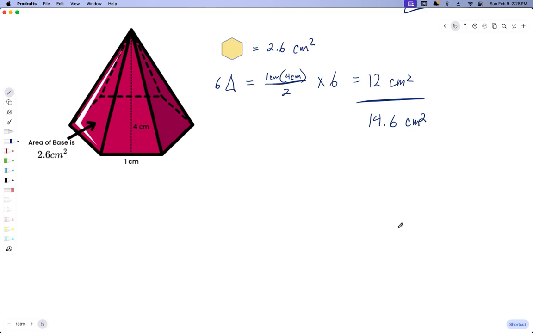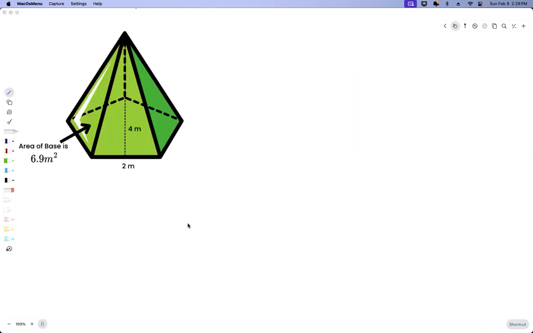Okay, that one wasn't terribly hard. All right, here's the next one. The area of the base is already given to us, 6.9 meters square. So we can do that later.